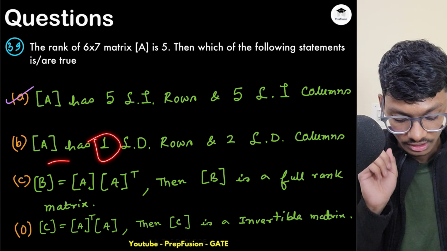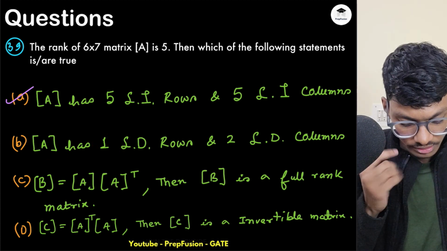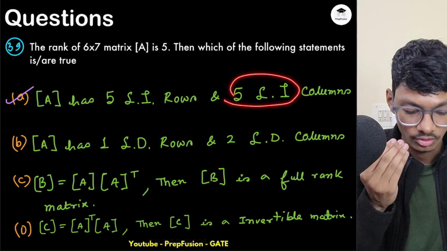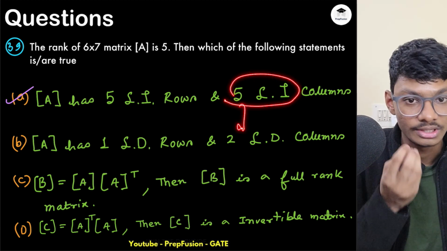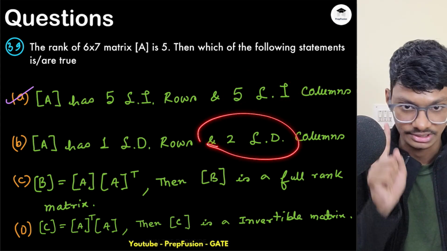Now A has 1 linearly dependent row and 2 linearly dependent columns. If it has 5 linearly independent columns, then the remaining, how many remaining are there? 2 columns. So those two will be linearly dependent. So this part is correct.